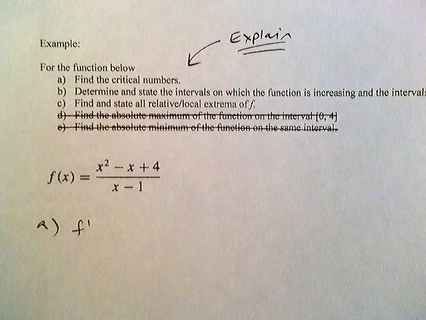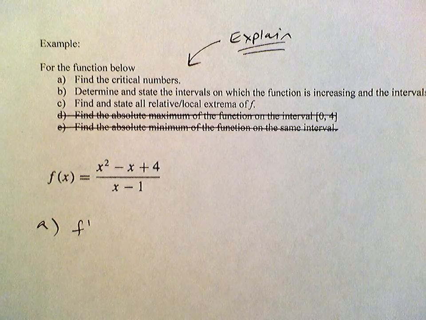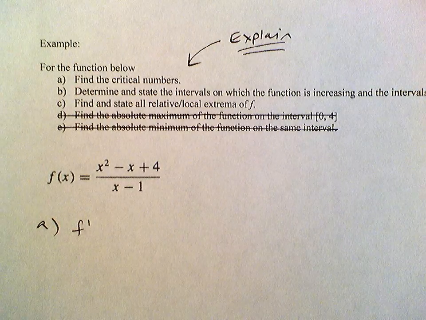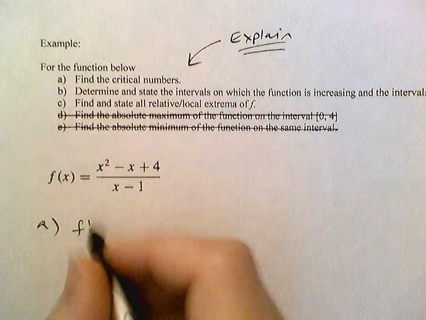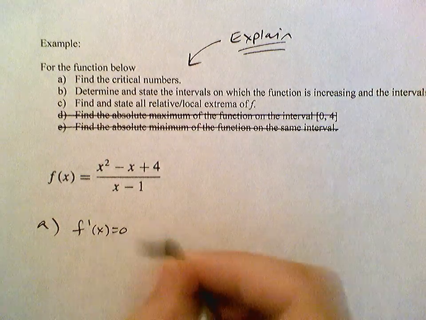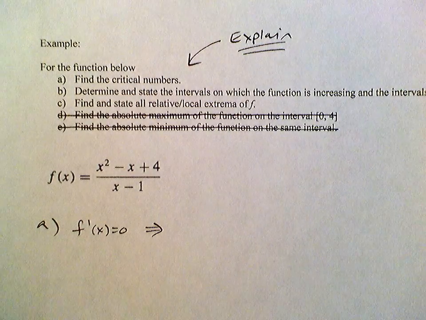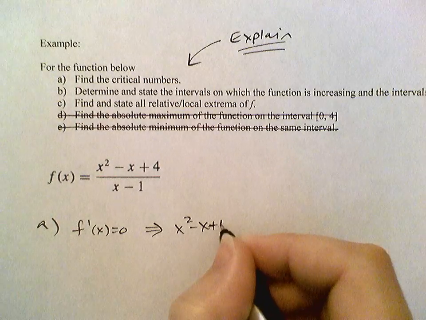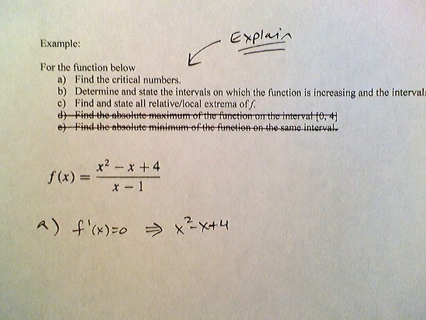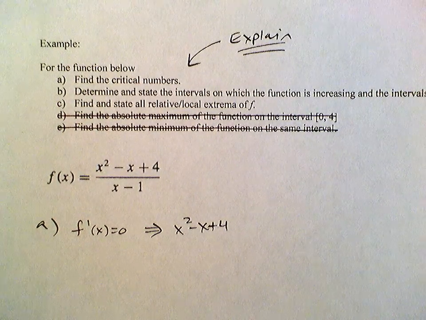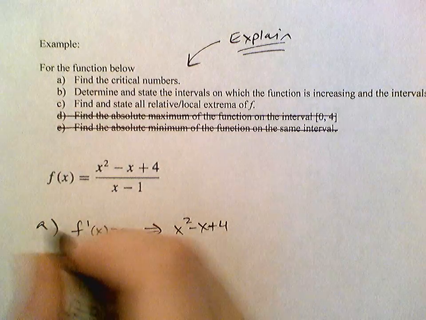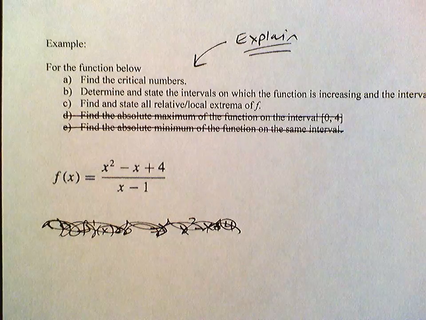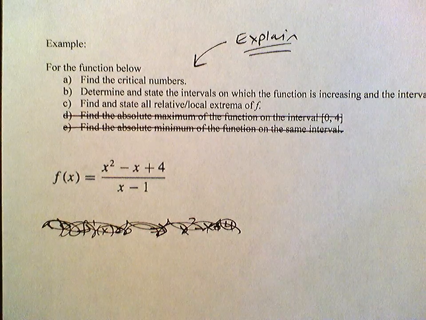I'll go like this. I'm just going to be super, super careful with my work, and I'm going to communicate very well to my reader. So I'm going to say f prime of x equals 0, then x squared minus x plus 4. Oh, crap. I have to find the derivative first. I'm sorry, guys. I'm not going to start over with the video. I'm just going to, okay, just forget what I just did.